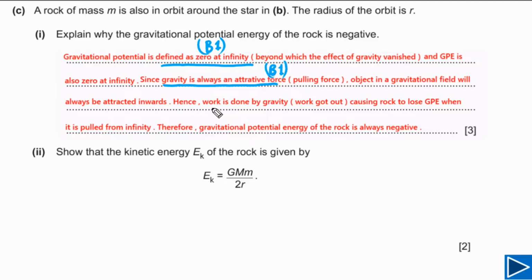And the third mark you will get, if you have written work is done by gravity, work done causing rock to lose GPE, so you will get the third B mark. So this is how marks will be awarded. Now let's move on to the next part.